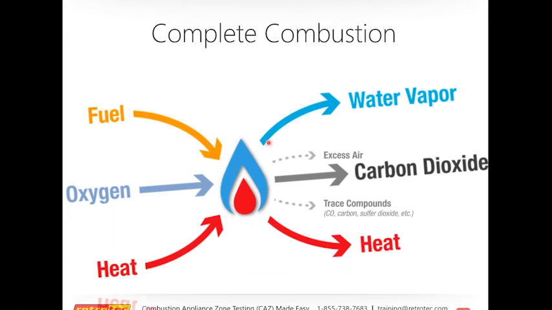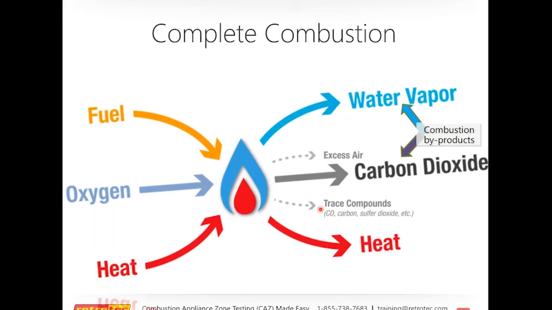So basically, that fossil fuel mixed with oxygen and heat come together to make combustion, and the natural byproducts are water vapor and carbon dioxide and heat. We will get a tiny amount of excess air, and ideally, if this is perfect combustion, which never happens, but the better the combustion, the less carbon monoxide we'll get.